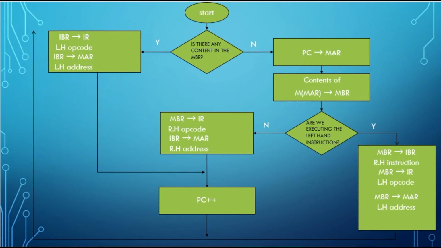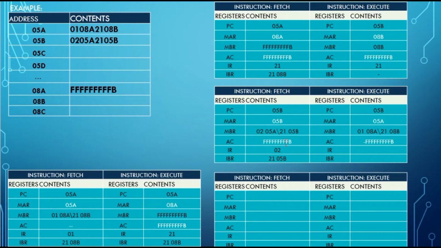Because we're still executing the left-hand instruction, the memory buffer register, or the left-hand address, goes into the memory address register, right? And then we close that. Because we are still executing this, the instruction buffer register still remains 2105B, and our instruction register is going to contain 02. Good. So now we copy and paste it there.